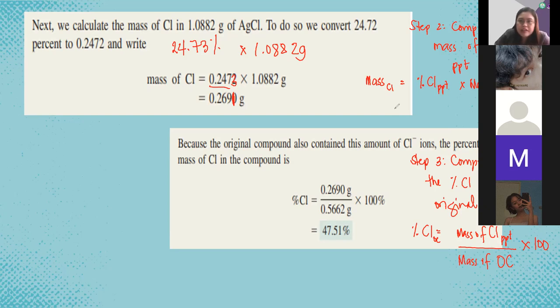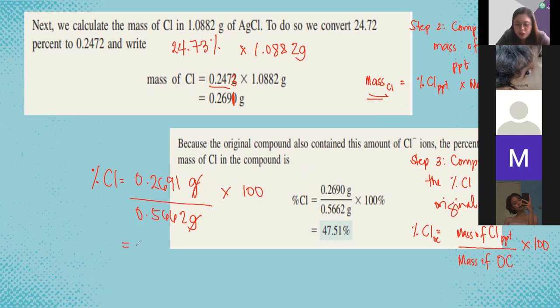So itong mass of chloride sa precipitate, ito yung na-compute natin sa step 2. Kaya, pwede natin isulat 0.2691 grams divided by mass of original compound. It was actually given in the problem. It's 0.5662 grams. And then times 100. So you can cancel this grams here. And you can divide na 0.2691 divided by 0.5662 times 100, we can have 2 decimal places for the final answer.